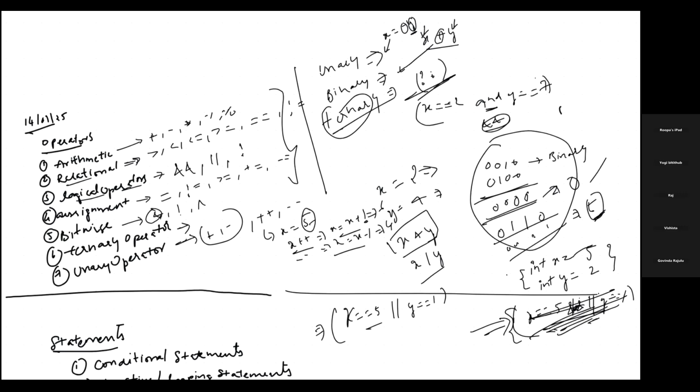I'll explain this again. So I'm assigning a value 5 to the variable x and 2 to the variable y. And I'm using a comparison operator, which is a relational operator. I'm comparing x with 5. Given I have assigned a value 5, x is equal to 5, so this condition evaluates to true. And y equals to 1, but here it is 2. 2 is equal to 1 is false. But this is a logical operator.